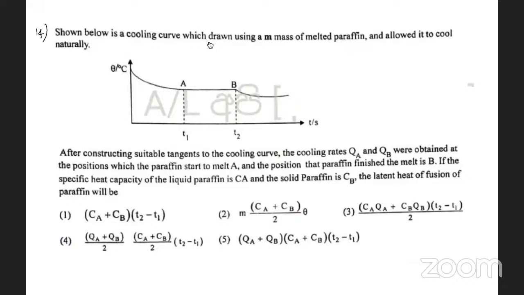Okay. Question number 14. Shown below is a cooling curve which is drawn using a mass of melted paraffin and allowed to cool naturally. So the temperature reduces, then becomes constant, and then reduces. So people, we know obviously here it should have been liquid, and here also it should have been liquid, and here it is freezing. So liquid is turning into solid here.